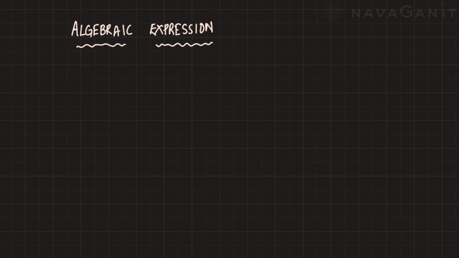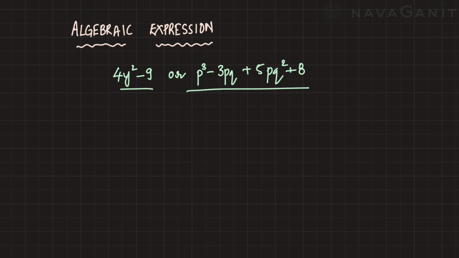So, what is an algebraic expression? An algebraic expression is formed when constants and variables are combined using mathematical operations like addition, subtraction, multiplication, or division. For instance, 4y squared minus 9, or say p cube minus 3pq plus 5pq squared plus 8. So these are algebraic expressions.